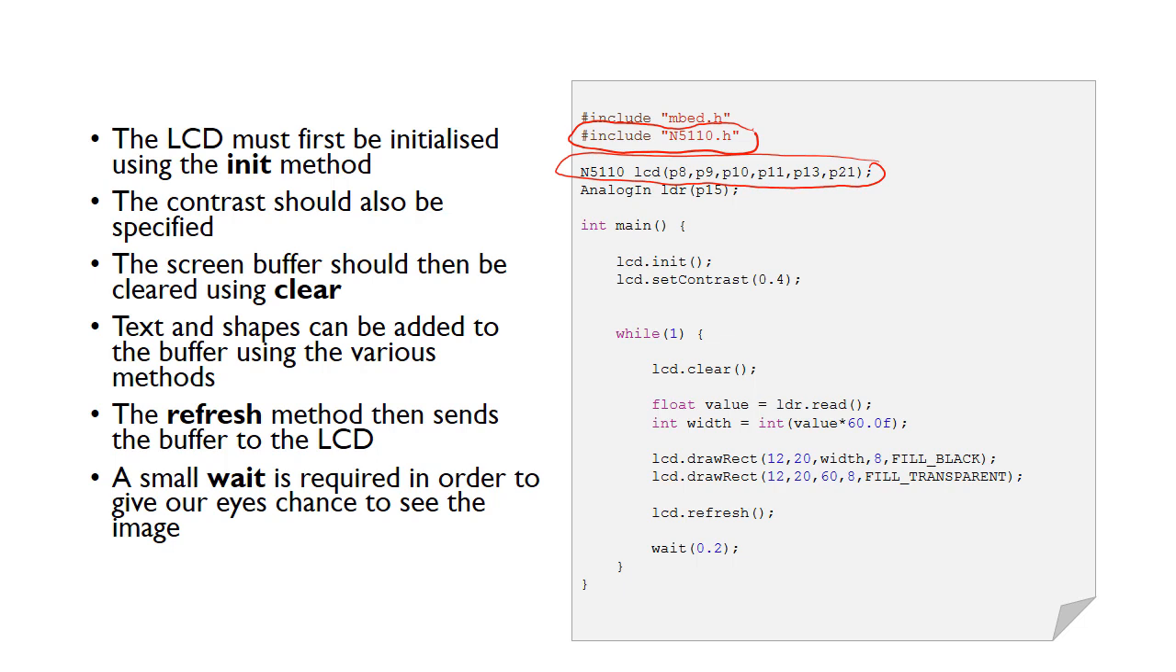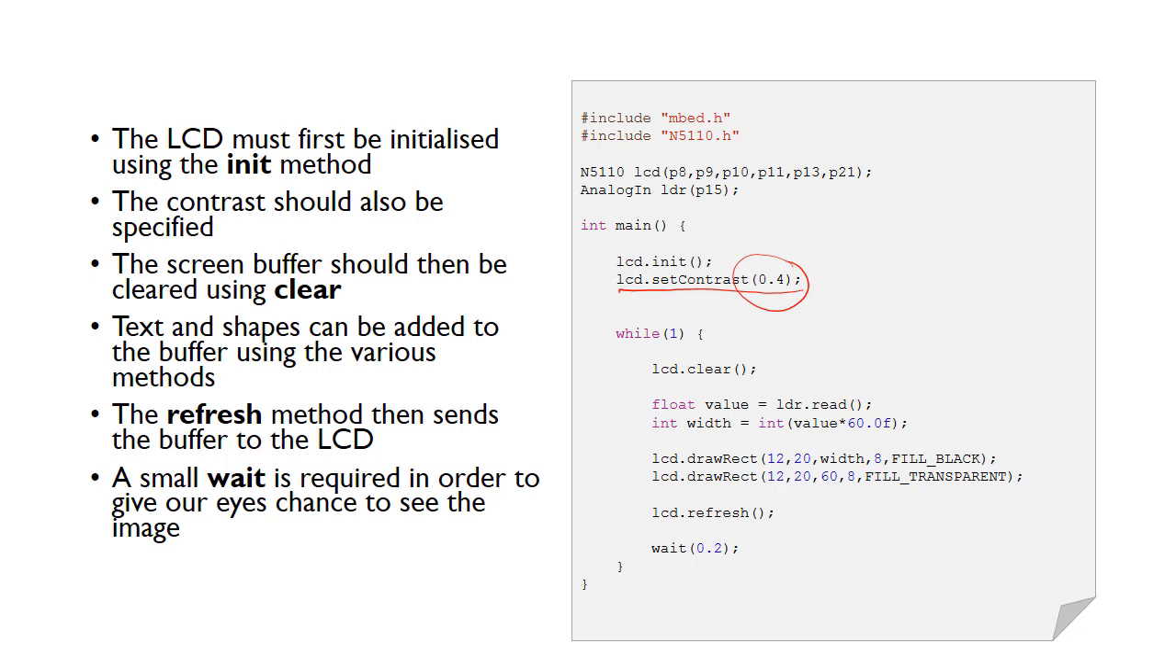The first thing is to initialize the LCD with lcd.init. Here I've called the object lcd. lcd.init will do various setup on the LCD, and then we can also set the contrast with lcd.setContrast. The value 0.4 seems to be a fairly decent starting value, but every display will be slightly different due to manufacturing tolerances and so on. So this value might need to be changed for different displays to get a good contrast.